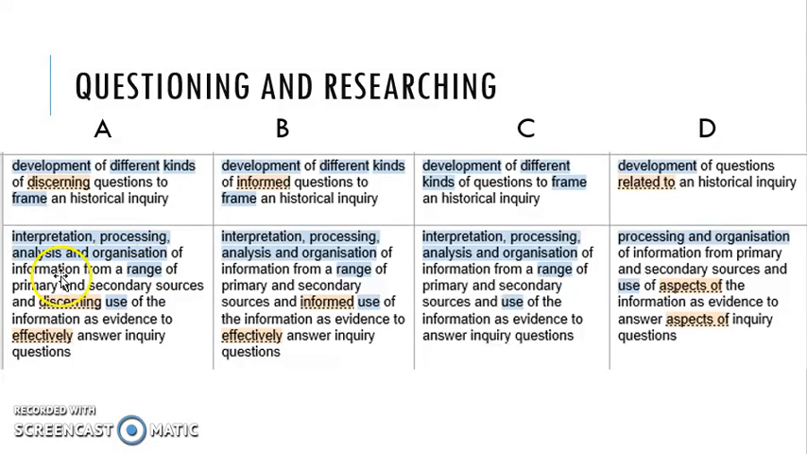So for an A in this criteria, you have to have a discerning use of the information and have effectively answered the question. For a B, it's an informed use, so it's still quite intelligent and informed, and you have also effectively answered the questions. For a C, you have used the information from your sources, but it might not be as informed as a B. And for a D, you have aspects of the information, and it answers aspects of your question.